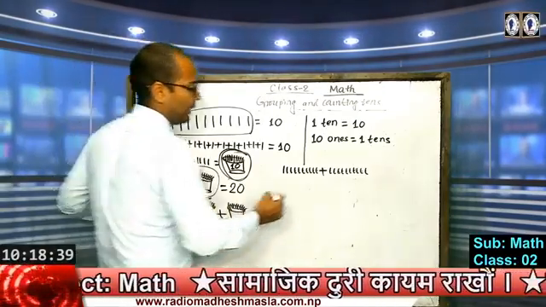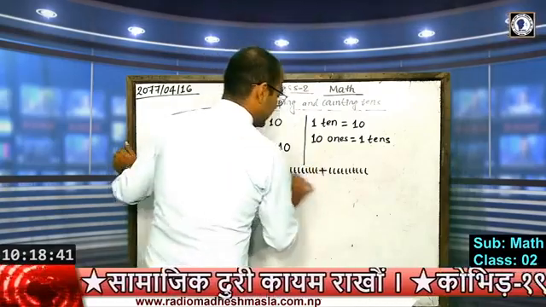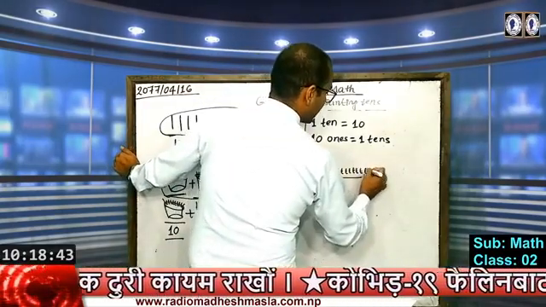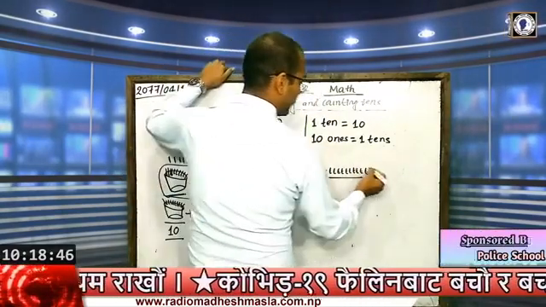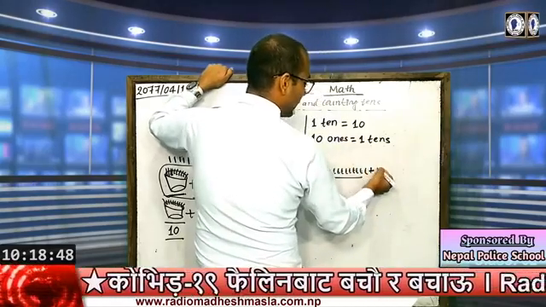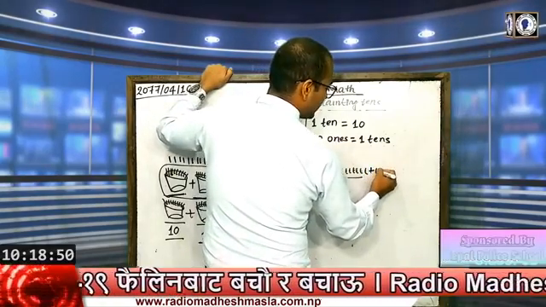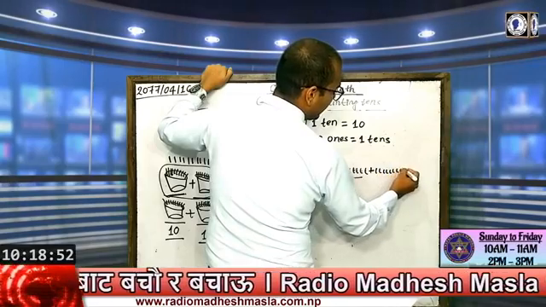And when we add these by the lines or the single pencils, then we again need to draw 10 pencils here. 1, 2, 3, 4, 5, 6, 7, 8, 9, 10.